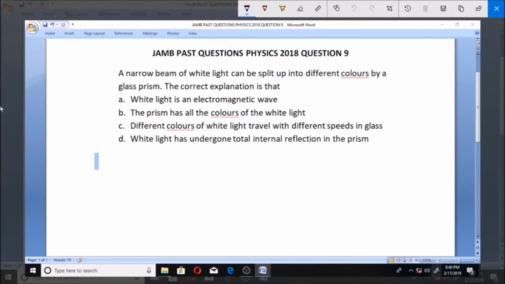Now, for you to understand it, you need to understand some technical terms or phenomena in white light. And here we're talking about dispersion of white light. What is dispersion of white light? We need to know what dispersion is. For us to understand this, we need to know what refraction, diffraction, internal reflection, all those things are. But the phenomenon that goes with this very particular case is what we call dispersion.